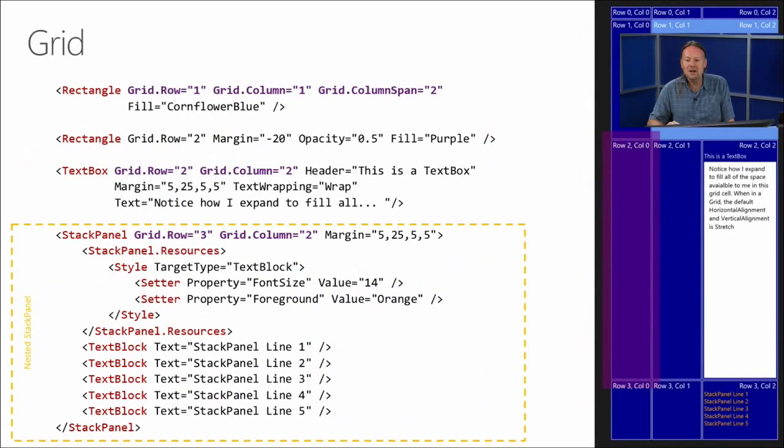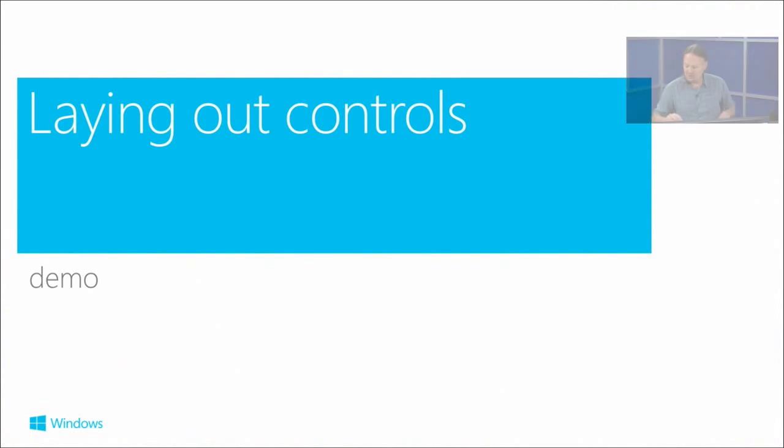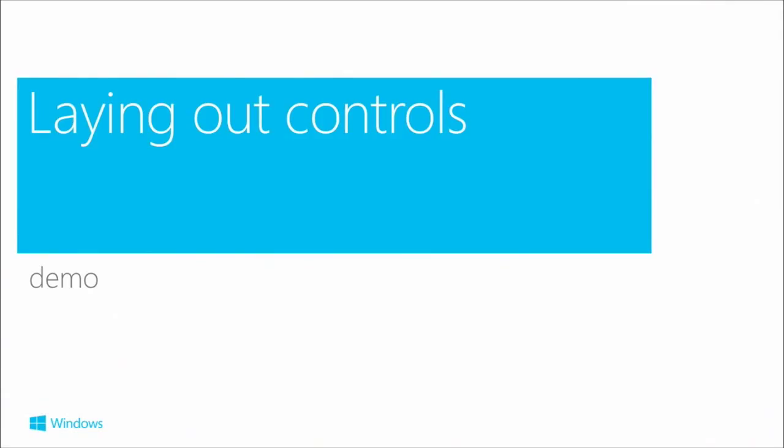Here's another example where you can actually nest grids as well, you can nest controls as well. So we have rectangles, a text box, and then underneath that we've got a stack panel, and inside that another stack panel, and then a load of text blocks in there. So let's actually start building our Contoso Cookbook and put that into an example that you'll be able to follow through.